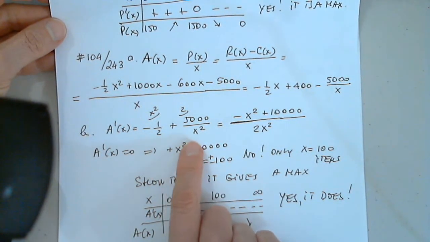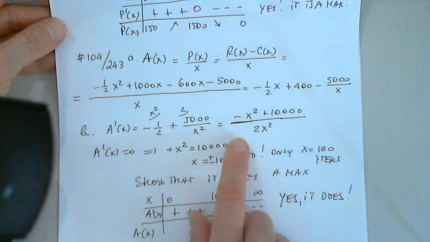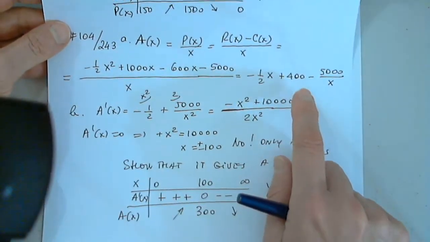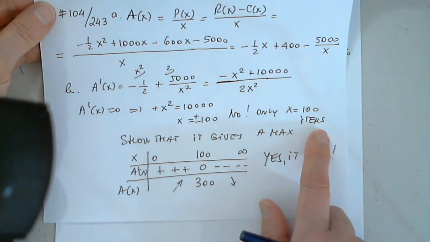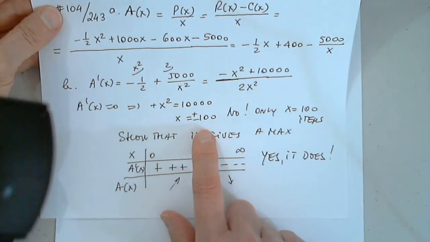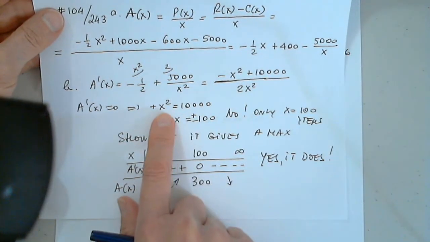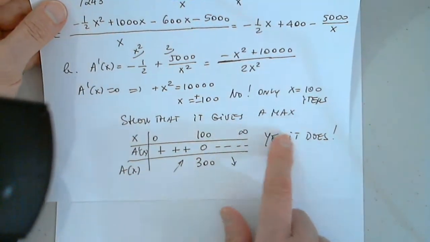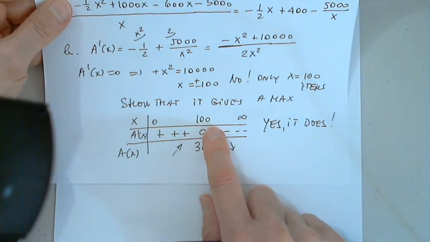The least common denominator is 2x squared. This needs an x squared and this needs a 2. So negative x squared plus 10,000. When I set the numerator equal to 0, I get plus or minus 100, and the answer is only x equals 100 items. I cannot take the negative. Algebraically, positive and negative are correct because this is quadratic, so I have to find two solutions. But we're talking about number of items, so I can only choose positive. So between 0 and infinity, 100.